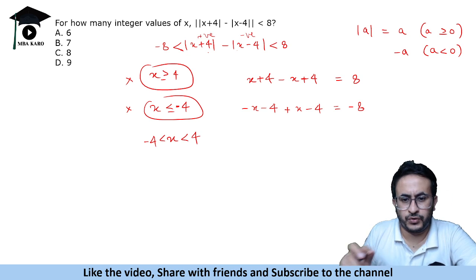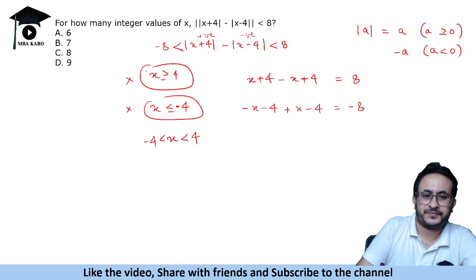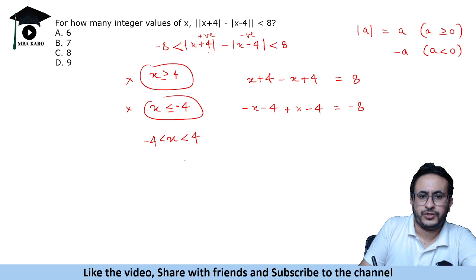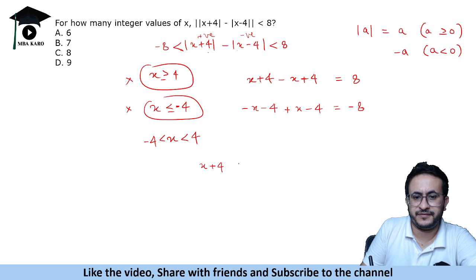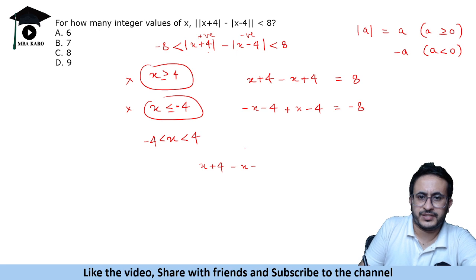Okay, so if you take these values, the expression becomes x plus 4, that is positive, and this is negative, so we will write this as the negative of this. 4 minus x becomes minus 4 plus x.